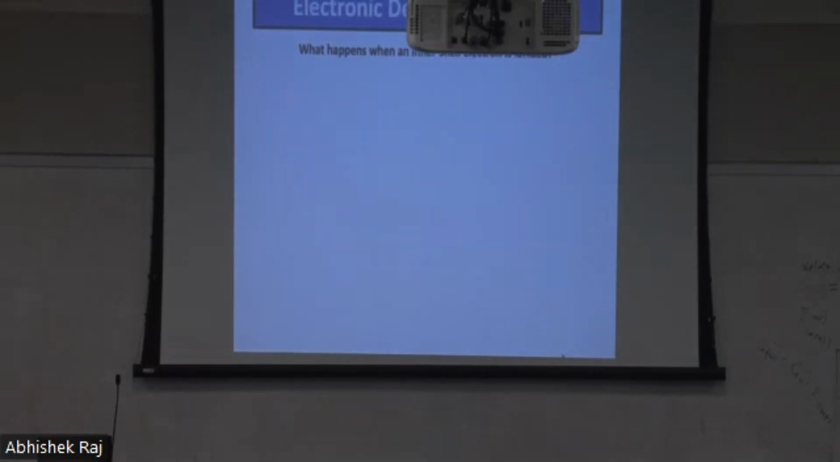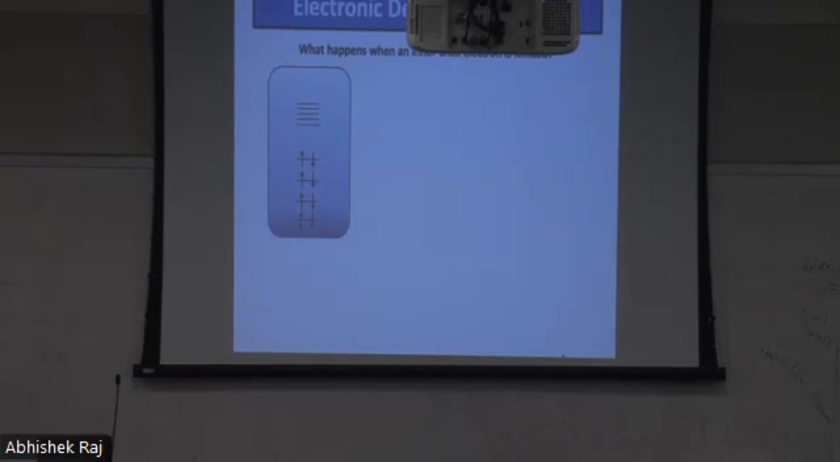So to start off in this first half of my talk, what I'm really going to be talking about is tackling this problem of electronic decay mechanisms and really asking this question: what happens when an inner shell electron is ionized? So this could be an inner valence or a core electron. Here we'll really be focusing on inner valence ionization.